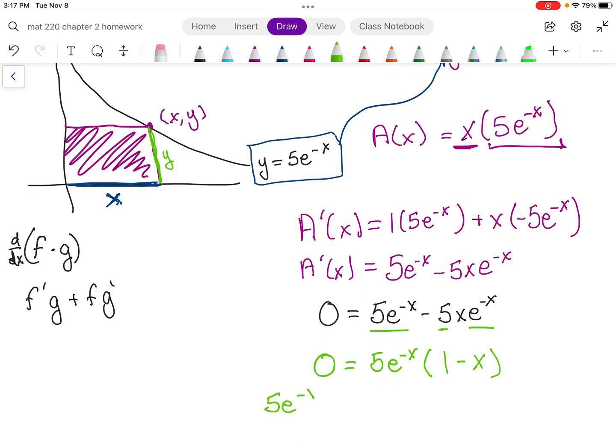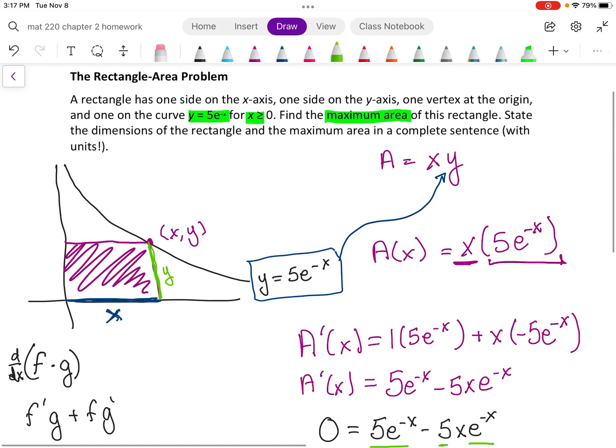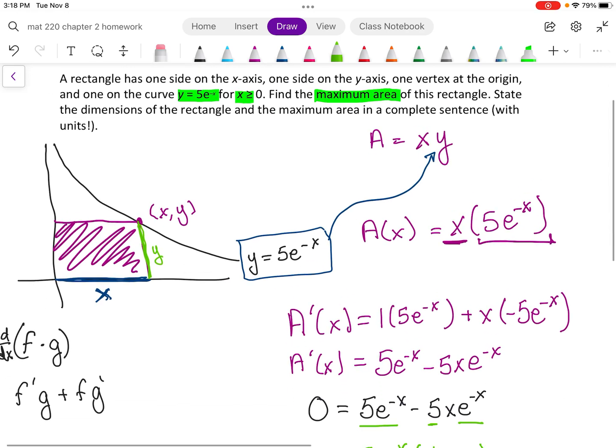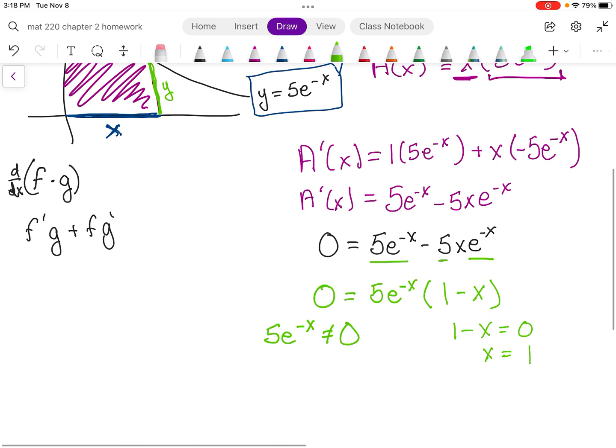5e to the negative x will never equal 0 because it's an exponential function. As our graph showed, it's never going to equal 0. And 1 minus x is going to equal 0 when x equals 1. So I've found what the value of x would need to be. It would need to be 1. But let's go back to the original question. Always make sure we're answering what we need to be answering. We're asked to find the maximum area of the rectangle and state the dimensions of the rectangle and the maximum area. So I need to get my dimensions and my area.